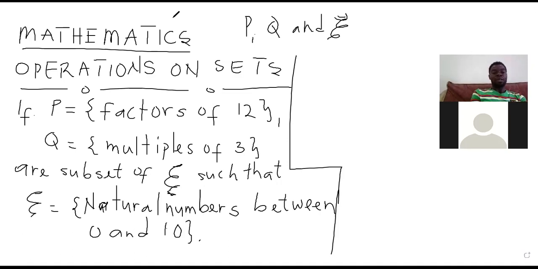There's a footnote. It says such that P and Q are subsets of the universal set, meaning all the members of P and Q that you are going to list should be from the universal set. So before you can list the members of P and Q, you must first list the members of the universal set. We have natural numbers between 0 and 10.